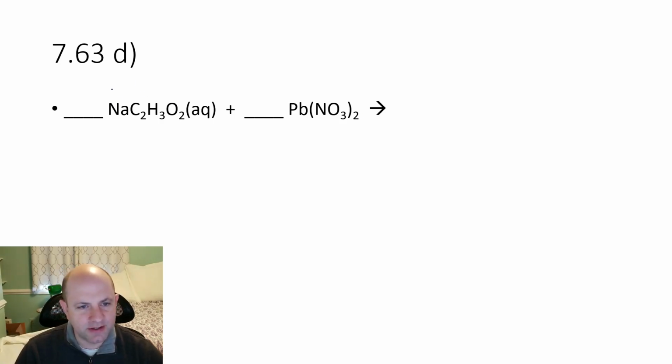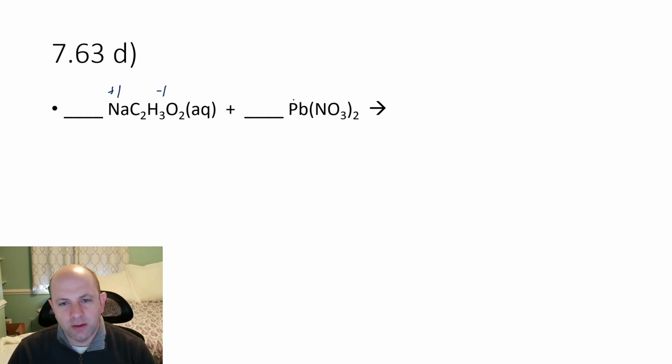We have sodium acetate. Sodium's +1, acetate's -1. We have lead nitrate. Now, this one's a weird one. Lead is not a transition metal, but it is a metal that could have more than one charge. So we double check it, just like we do with figuring out Roman numerals for transition metals. I don't know lead necessarily, but I know nitrate. That's a polyatomic I know about. It's -1. Because there's 2 of them, that adds up to -2. So what does the lead have to be to cancel that out? Well, it's got to be +2.